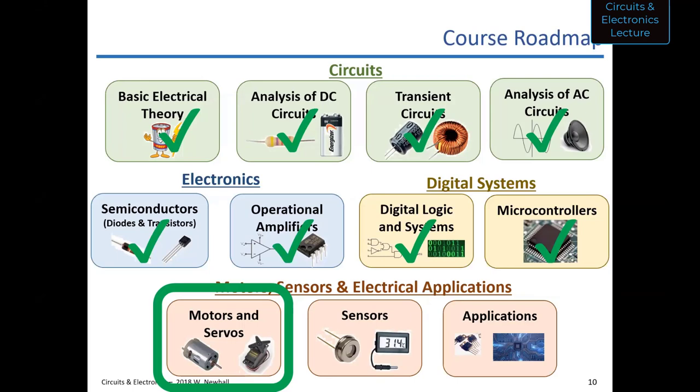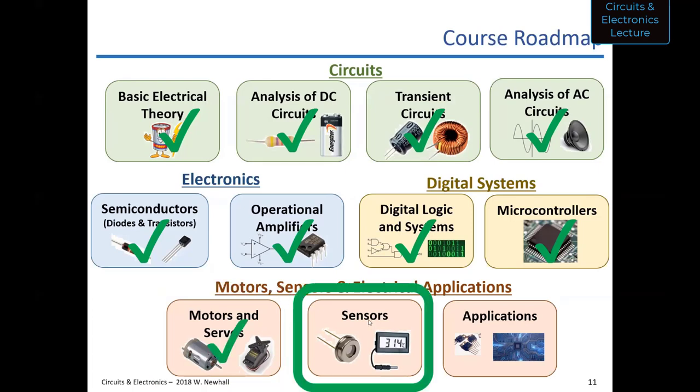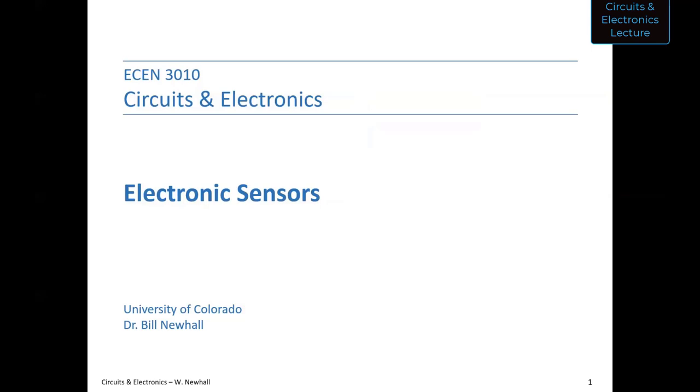So up on the screen now, I have the course roadmap. We're really coming up to the last few topics of the course. We just covered motors and servo mechanisms, and today we're going to move on to sensors. Now you've been working a little bit with light sensors with your last lab, using a phototransistor, and we're going to talk a little bit more about another light sensor today. So let me bring up some other slides here to get started with electronic sensors.